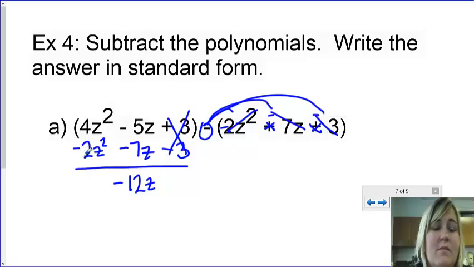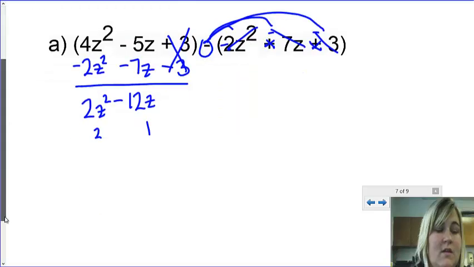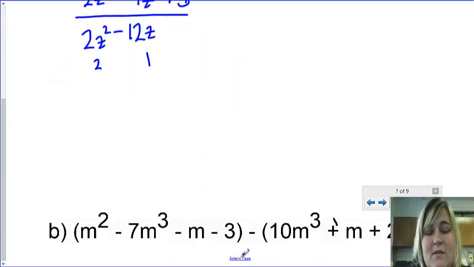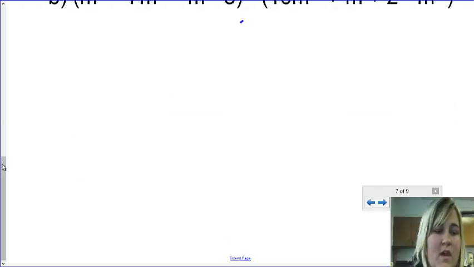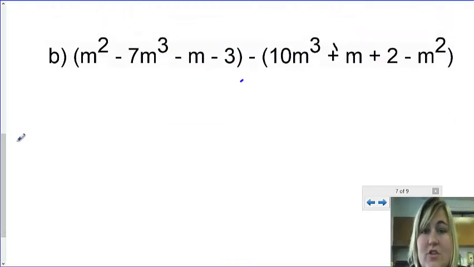And 4z squared minus 2z squared gives me 2z squared. Final answer, and it's already in standard form because this has a degree of 2, this has a degree of 1. I'm done. Same thing happens here, and I would like for you to pause the video and try it on your own paper, please.